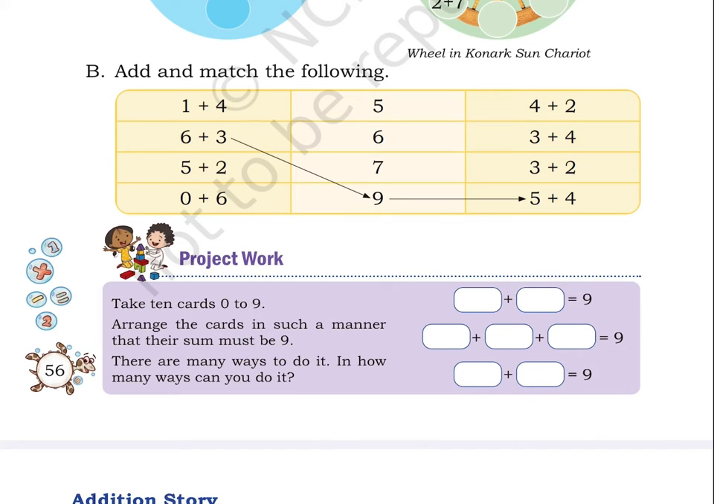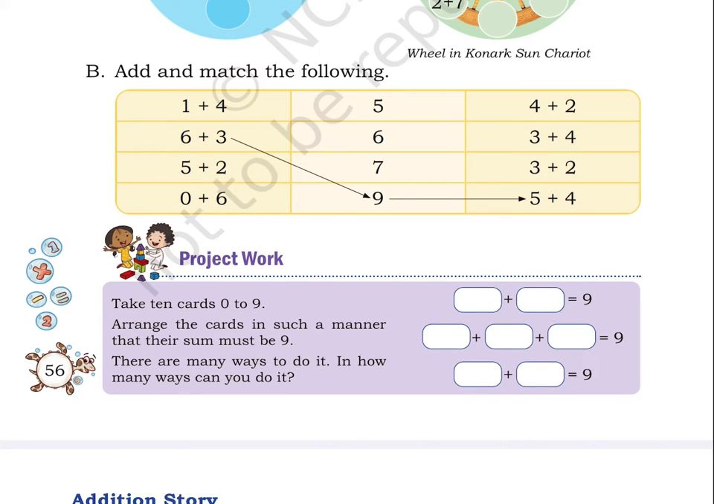Now you have to add these numbers and match with the numbers given in the middle of the row. 1 has been done for you. 6 plus 3 is equal to 9. 5 plus 4 is equal to 9. So you can match the number 9 with 6 plus 3 and 5 plus 4.